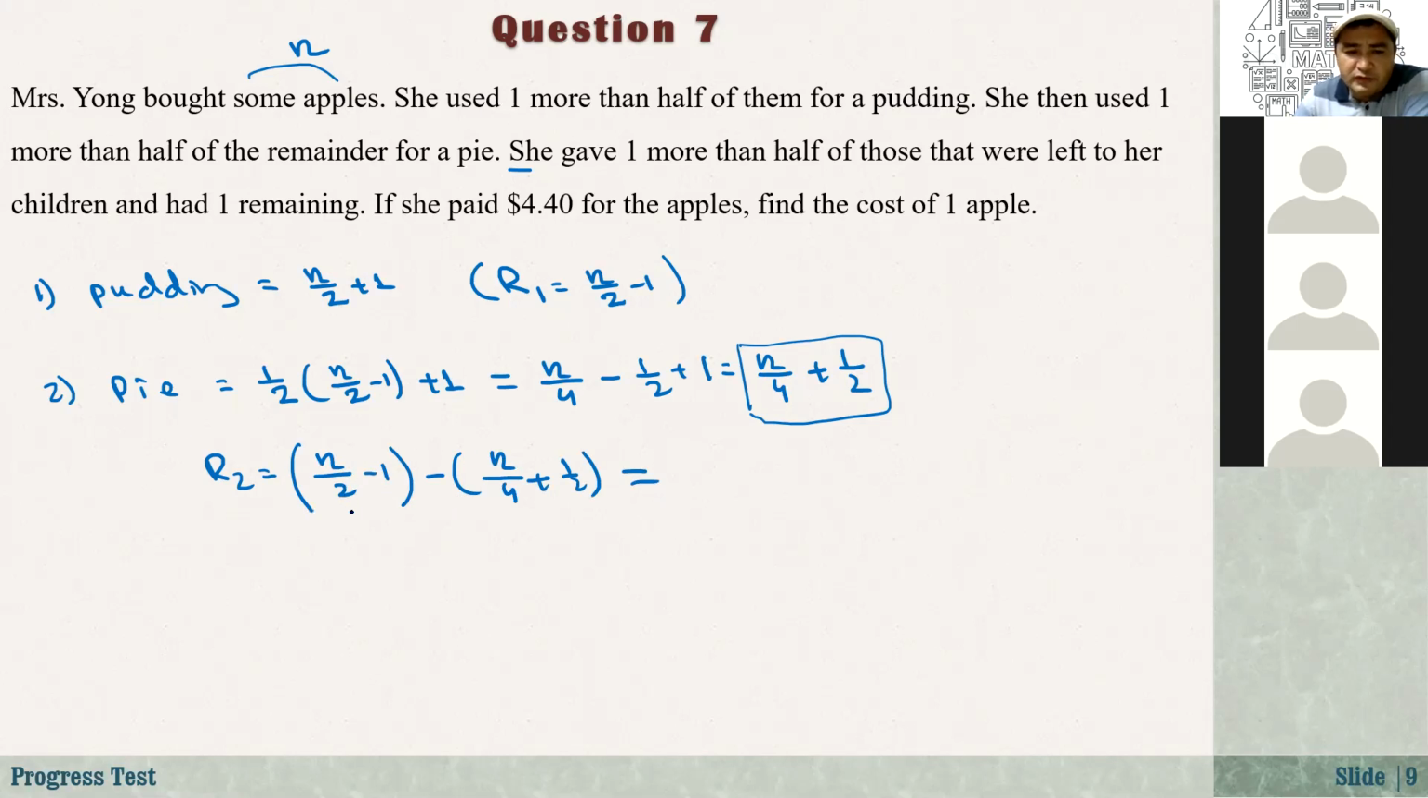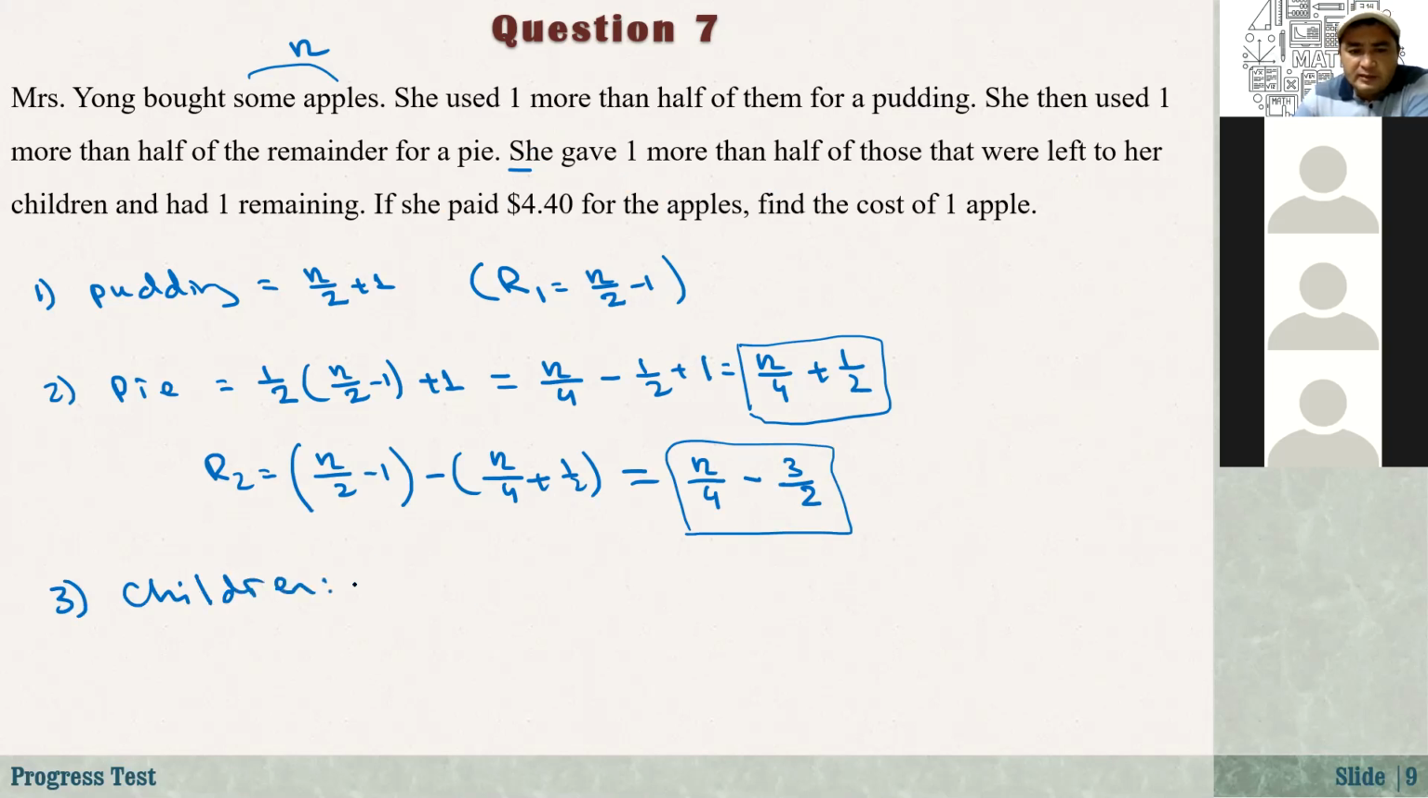n minus n over 2 minus n over 4 is equal to n over 4, and minus 1 minus 1 over 2, that's equal to minus 3 over 2. Okay, so now we have this many apples left. Continue. In the third part, it says that she gave one more than half of those that were left to her children. And number 3 is to her children.